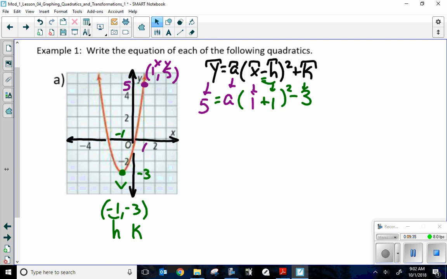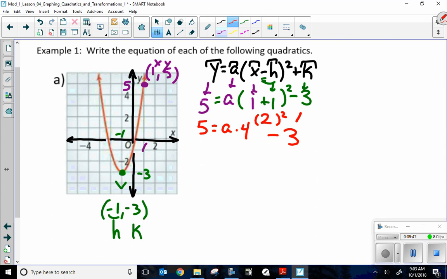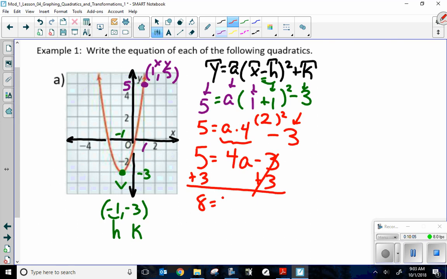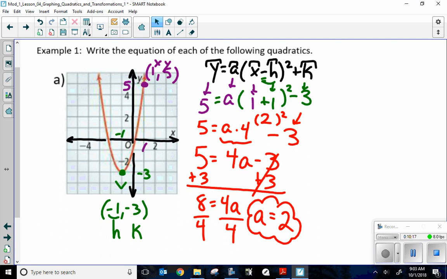So let's do this. Let's do this out. 5 equals a times (1 plus 1), which is 2. And I need to square that. So that's times 4. And I still have my -3. Okay? So it's 5 equals 4a minus 3. You see how easy this becomes? Let's add 3 to both sides. 8 equals 4a. And if I divide both sides by 4, my a equals 2. Easy. Now we are not done yet.